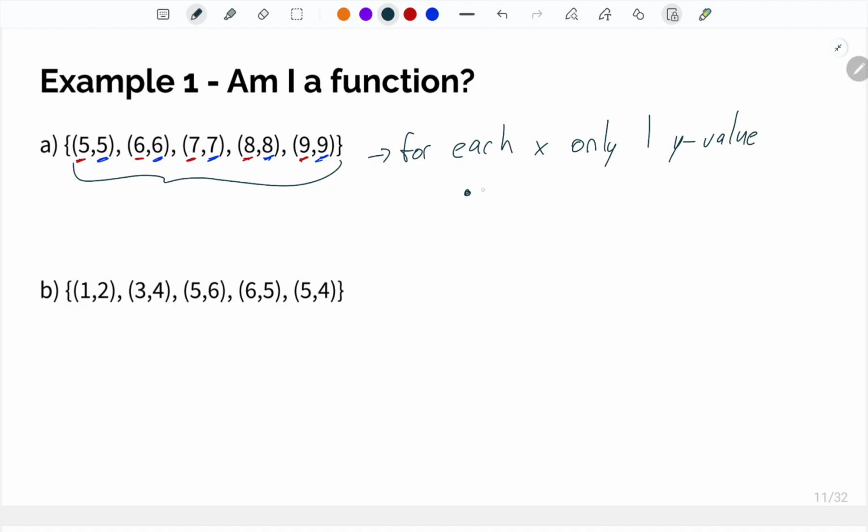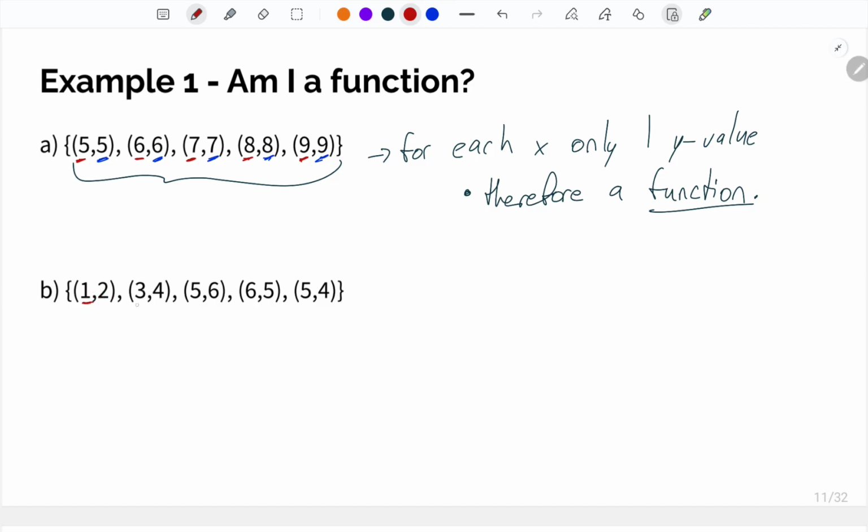It does take a little bit of getting used to. So therefore, a function. So that set of points, that relation is a function. It doesn't have to always be an equation, because there's different ways we can write relations. Okay, let's take a look at this next one though and how it compares.